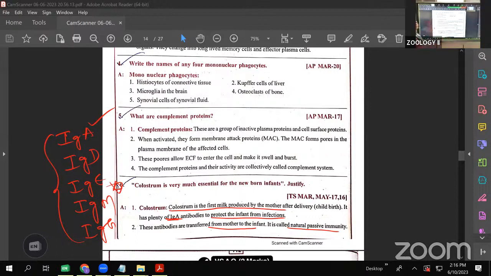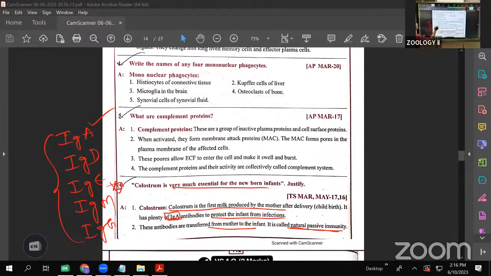This is a very important question from the endocrine system. It is very helpful for essential newborn infants. It is the first milk from the mother, and it contains antibodies, the IgA antibodies. The mother is giving immunity to the child. That's why it is called natural passive immunity.